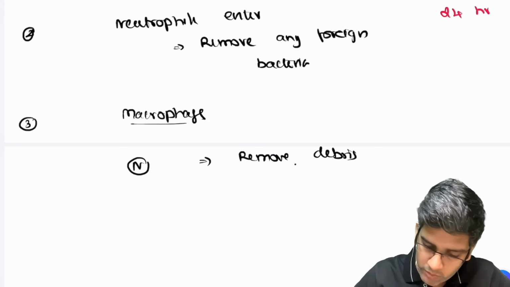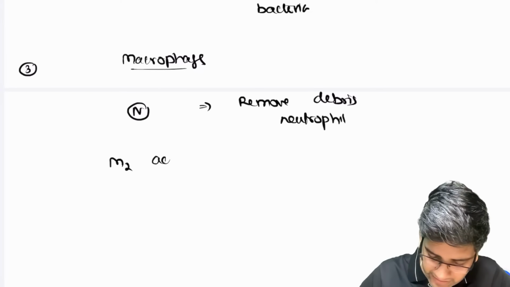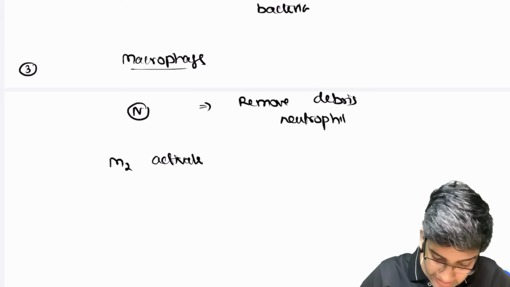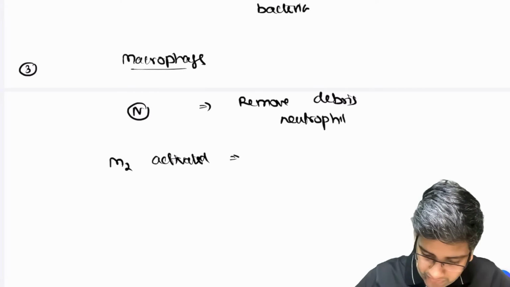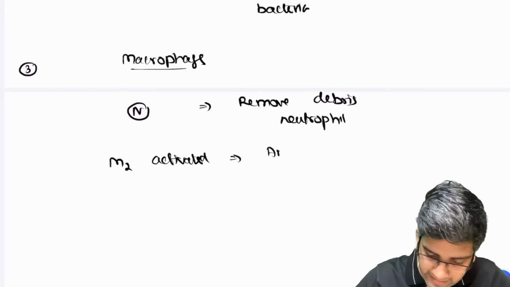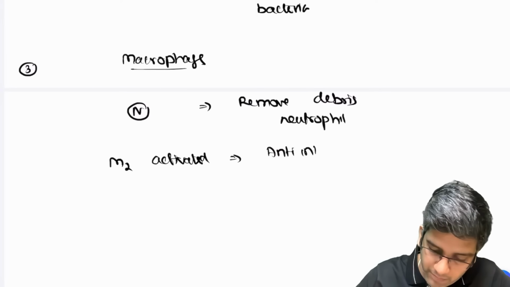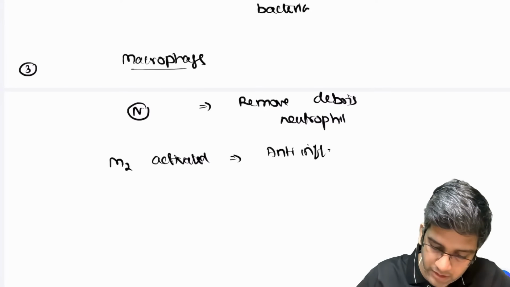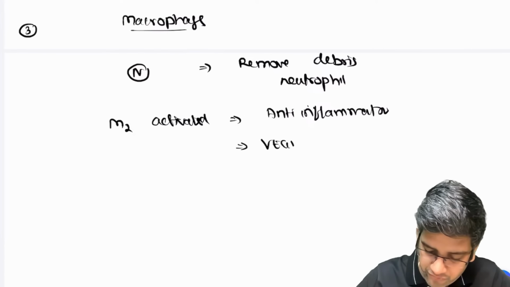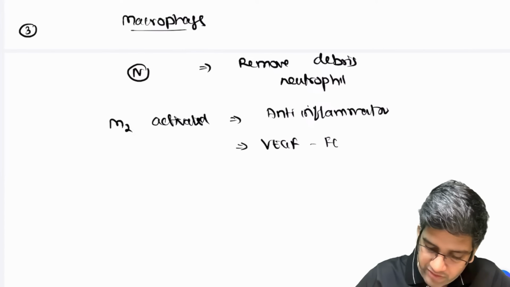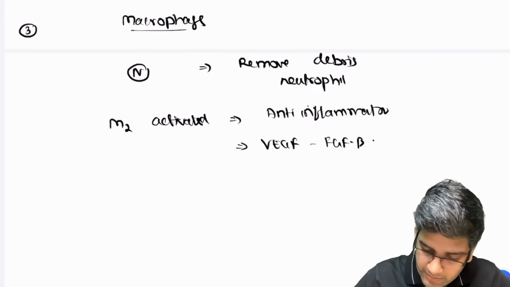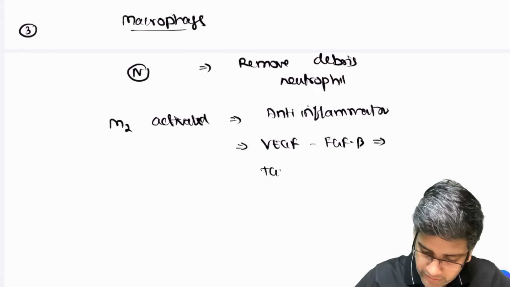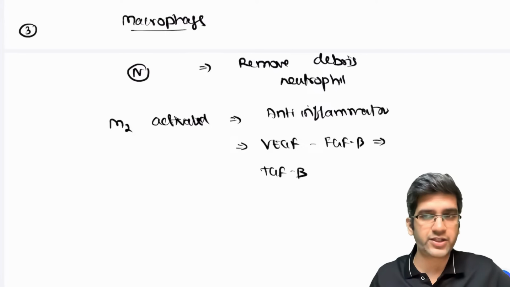Okay. Then I have the M2 activated macrophage. That also will happen in the same place only. This releases anti-inflammatory mediators, which have to stop the inflammation, and it also releases growth factors: VEGF, FGF beta, which helps in the next step, and also TGF beta, which also helps in the next step, right?